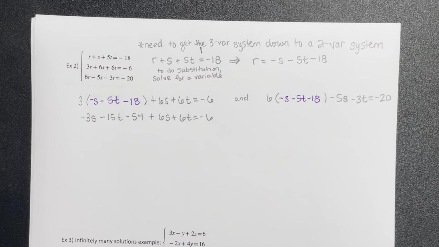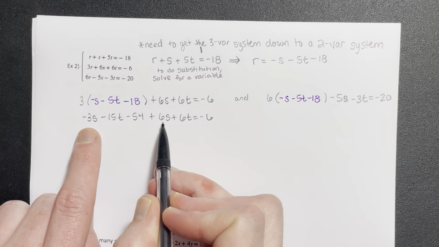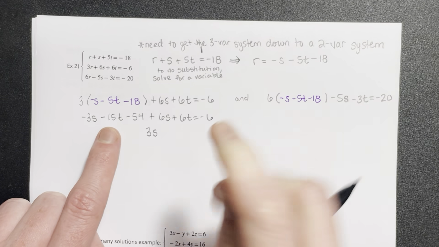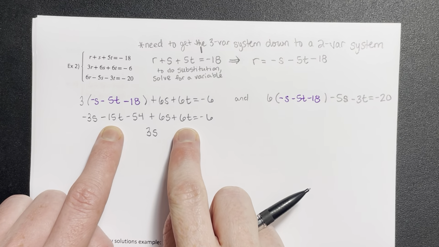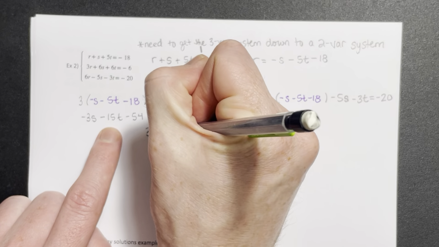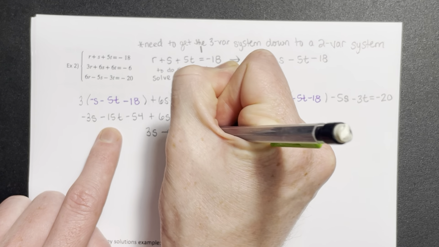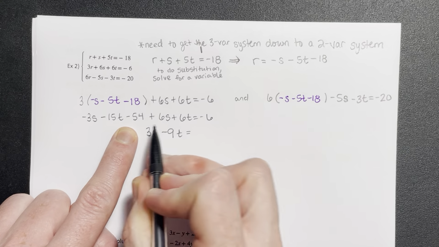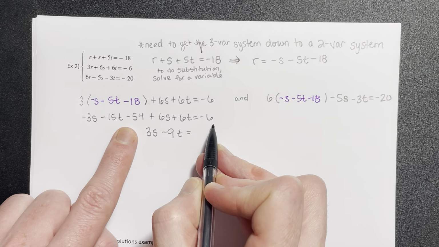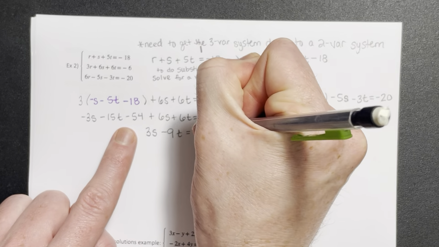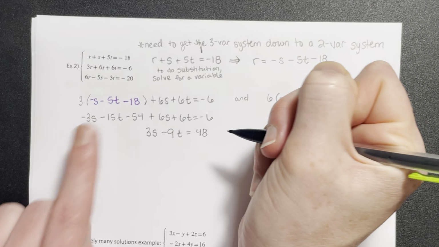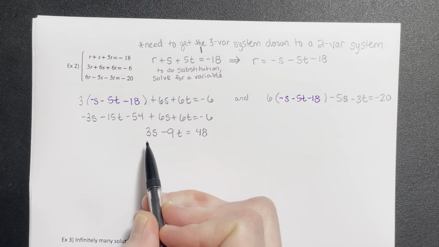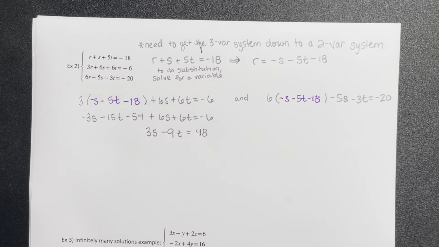And we just kind of clean that up a little bit. I can combine the s's to get 3s. We can combine the t's. Negative 15t plus 6t would be negative 9t. And I want to move the constant terms to the other side. So if I add 54 over here, we have 48. So I have one equation now that's 3s minus 9t equals 48.